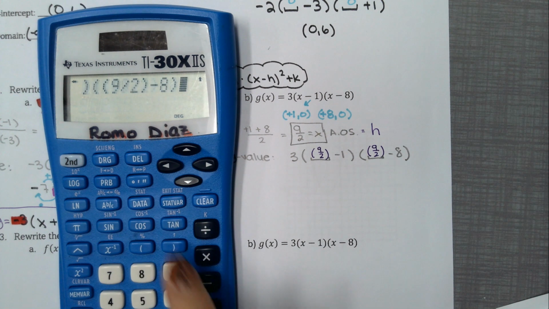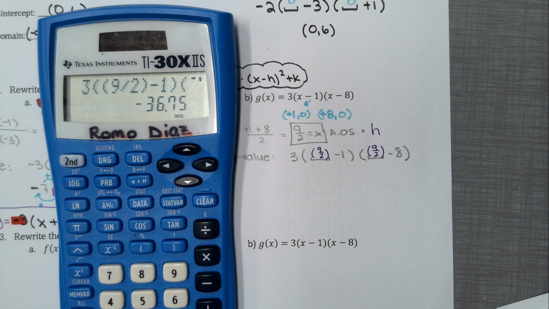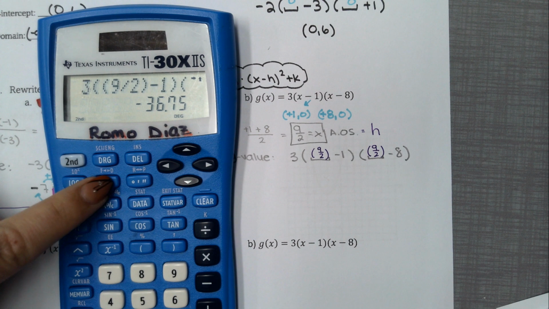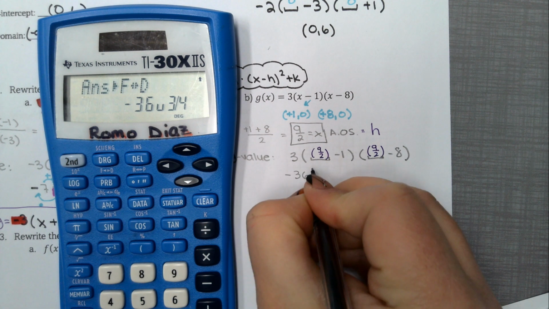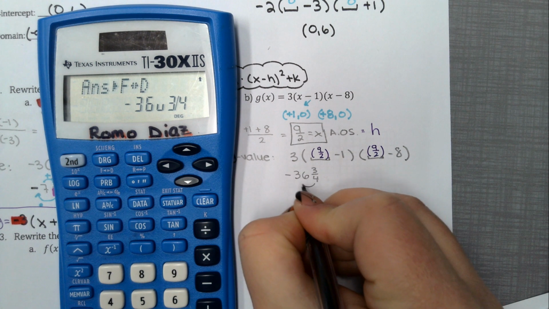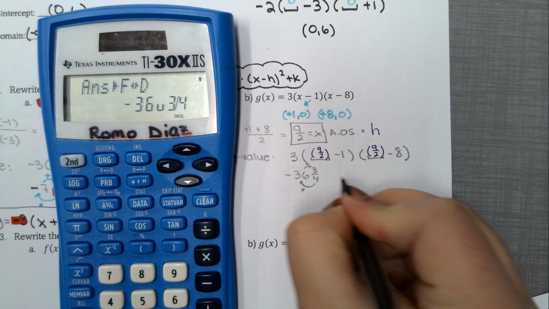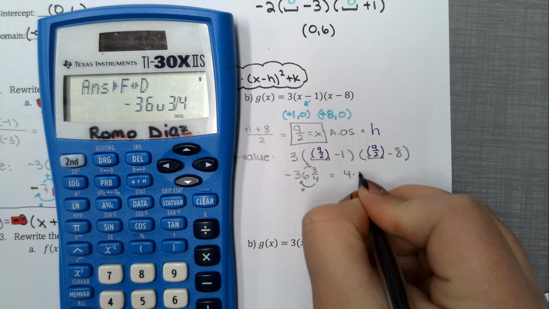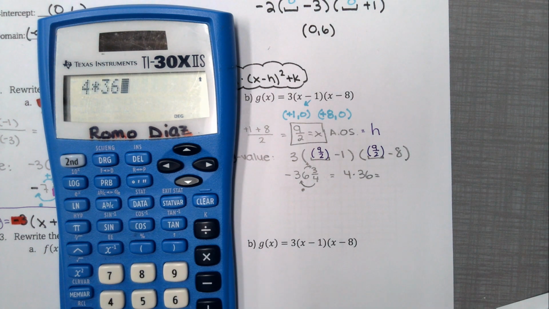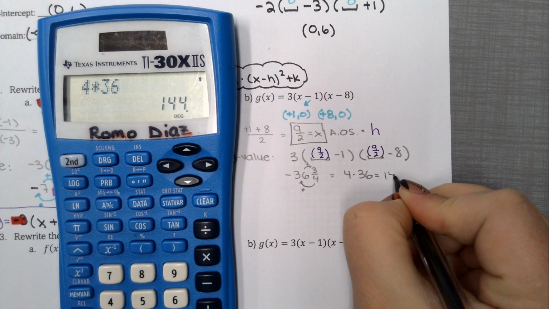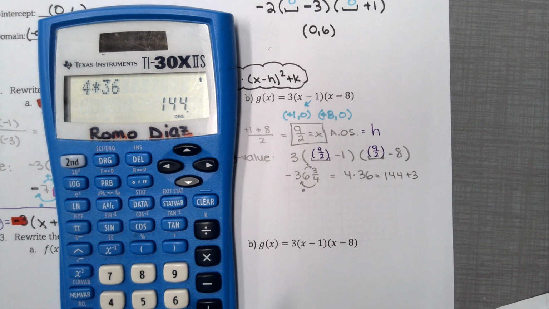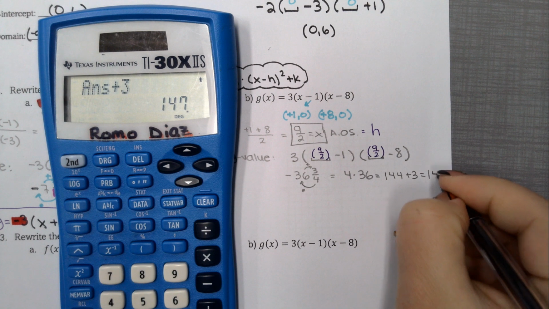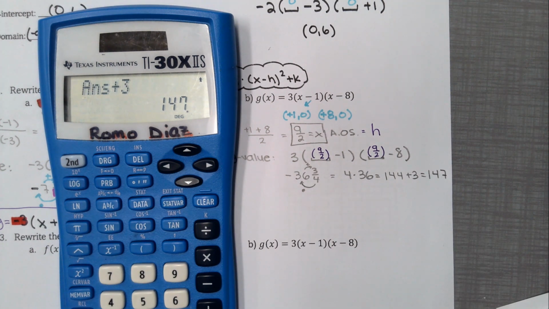Press enter, and again, it gives you a decimal. We don't want a decimal, so we're going to convert that to a fraction, pressing second, PRB, and enter. Again, that gave us a mixed number of negative 36 3/4. So we're going to convert that. We're going to multiply and then add. So that means we're going to say 4 times 36, which gives us 144. And then we're going to add 3 to that. And it gives us 147. We still need a fraction, so I'm going to take my original 4. I'm going to write it underneath.